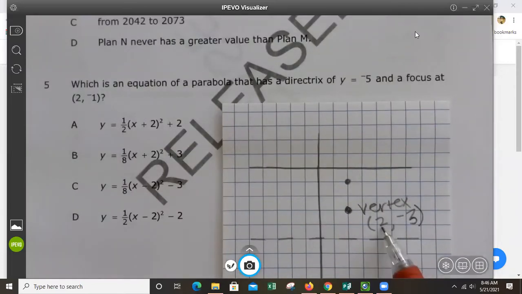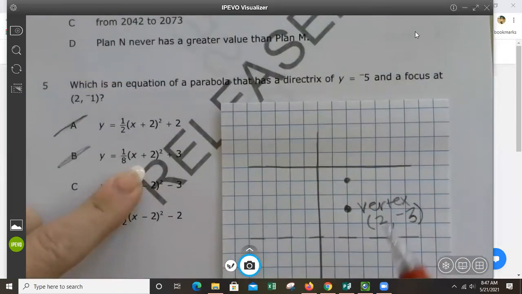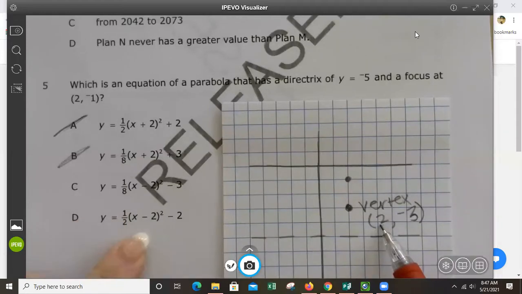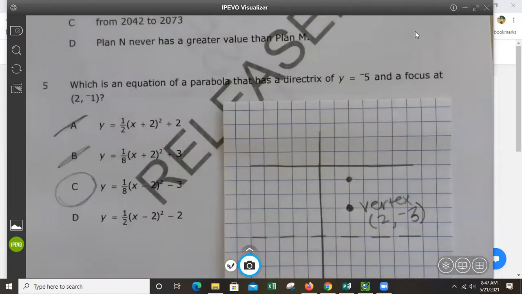So when we put it inside, remember our x is going to change, so it can't be a +2. So that eliminates those. It'll have to be a -2, so that's good. And then your vertex has a -3. So the only one it could be is C. So the only thing you needed from this was the vertex.